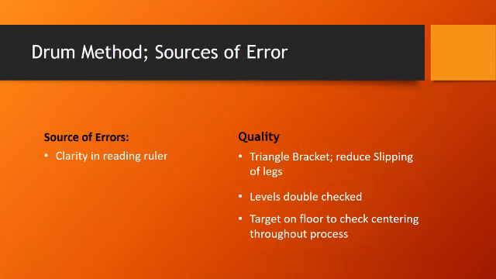Sources of error in this method were in the clarity of reading the ruler. The quality we considered was very good. The triangle bracket was used for the tripod, which reduced any slipping. The levels were double checked with a total station, and also there was a target on the floor that we could use to check the centering of the tribrach throughout the process.